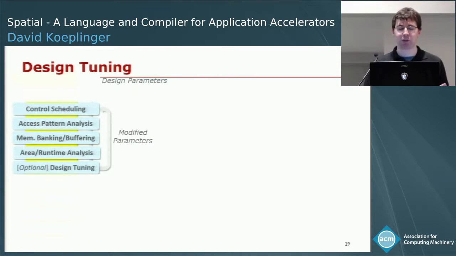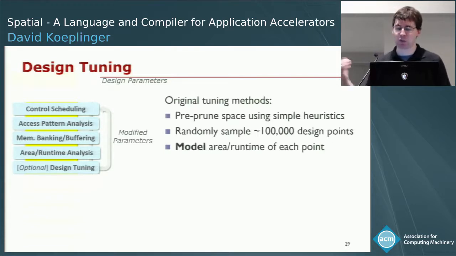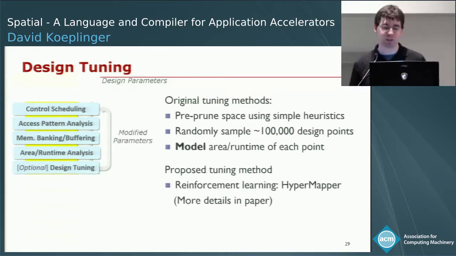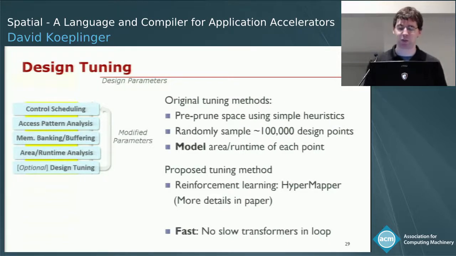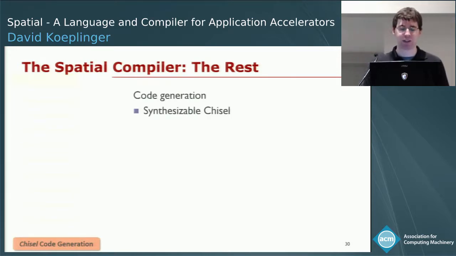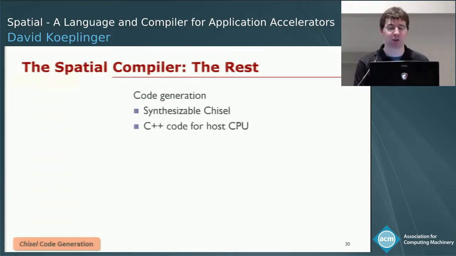We do automated design tuning. The original approach was to do simple heuristics pruning followed by random search. In the paper, we propose using a reinforcement learning method in order to do guided search of the space using a tool called Hypermapper. Again, there's more details in the paper, and if you're interested, you can come and talk to me afterwards about it. But a key here is that we don't have any transformations in the inner loop of our design space exploration, so we can do search quite fast. I'm going to skip the rest and just conclude with, finally, in code generation, we generate synthesizable Chisel for the FPGA and some C++ code for host administration on the CPU, and anything else you don't want to run on the FPGA.